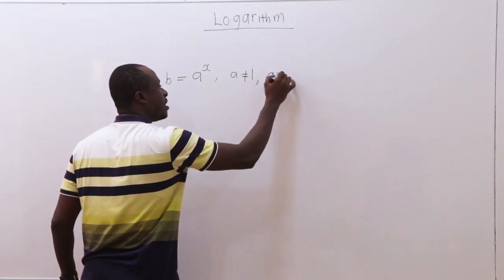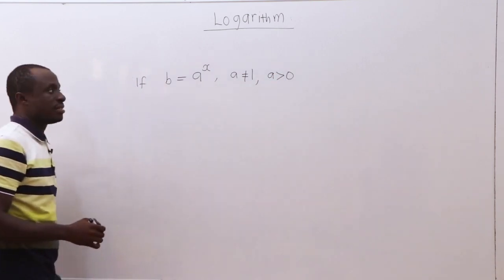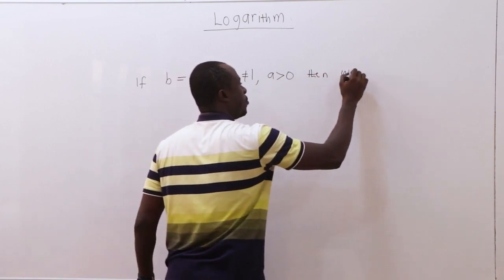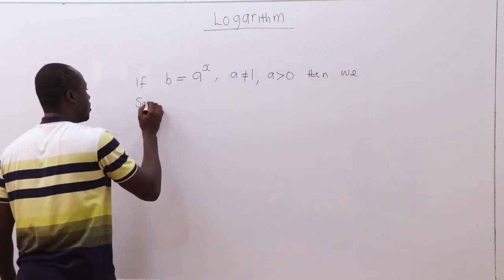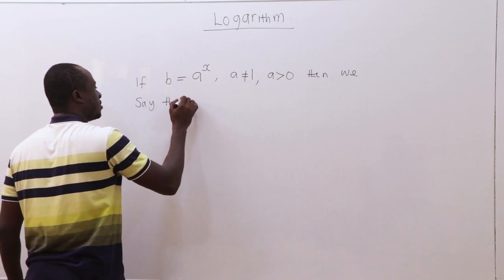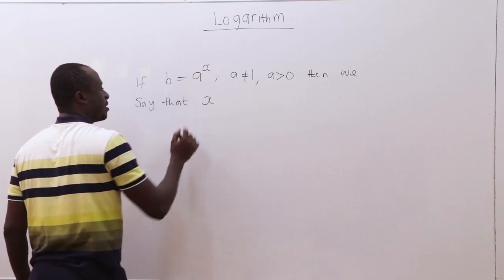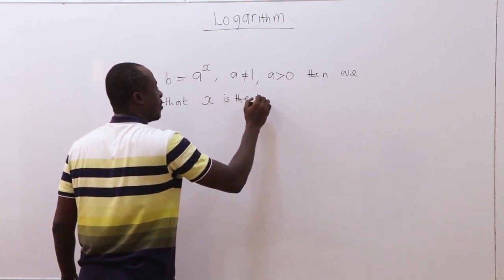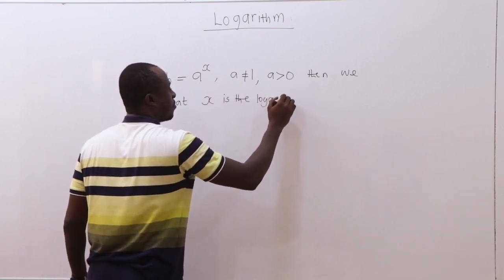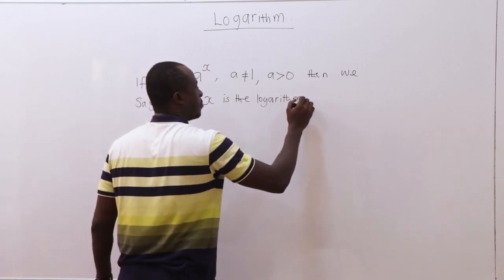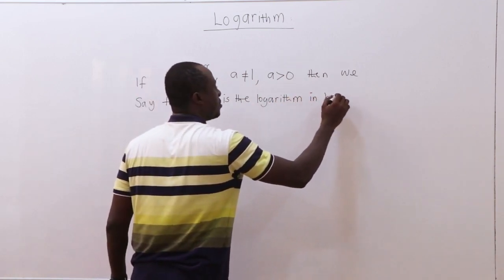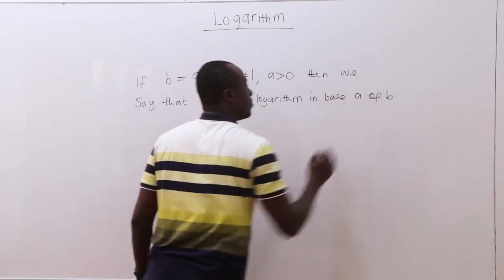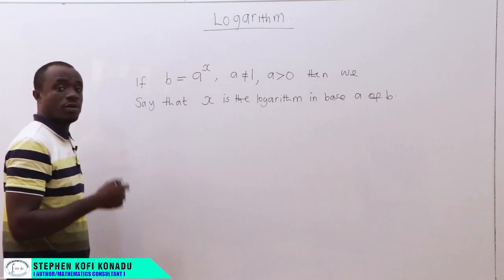1, and a is strictly greater than 0, then we say that the power is the logarithm in base a of b. Mathematically, what do we mean?